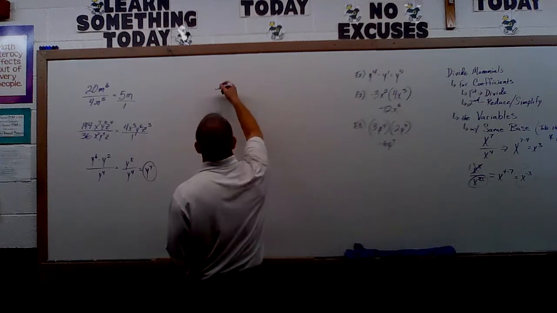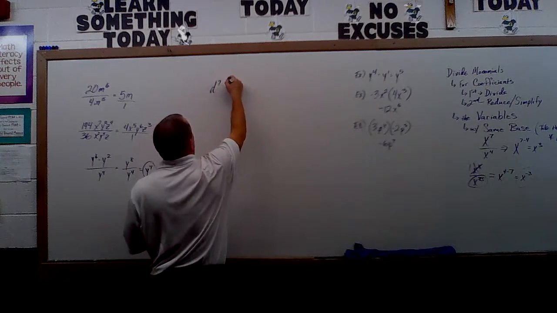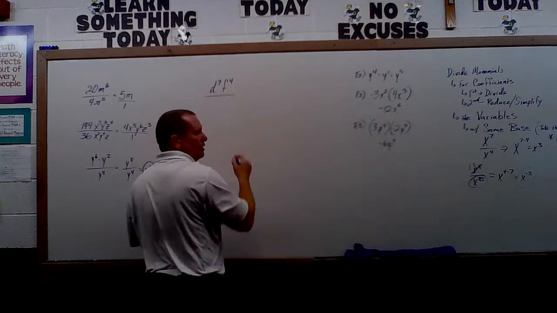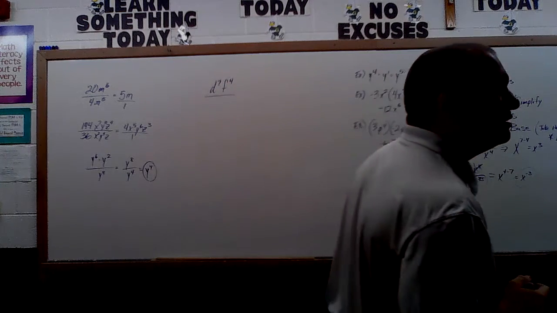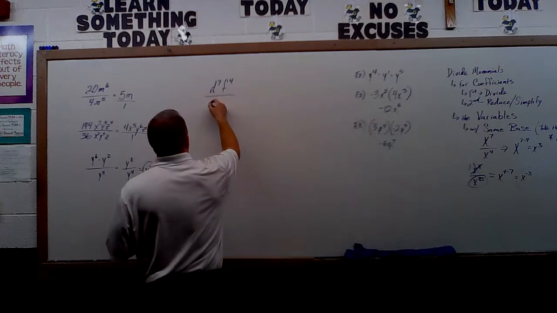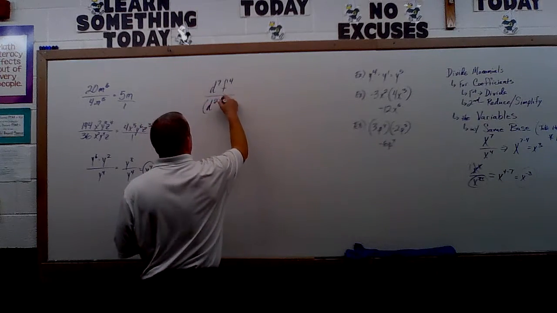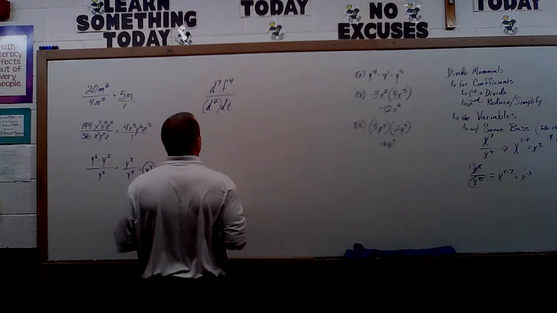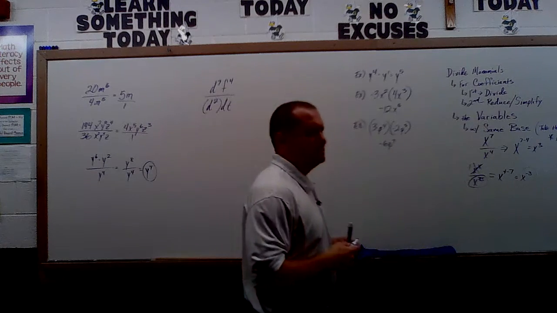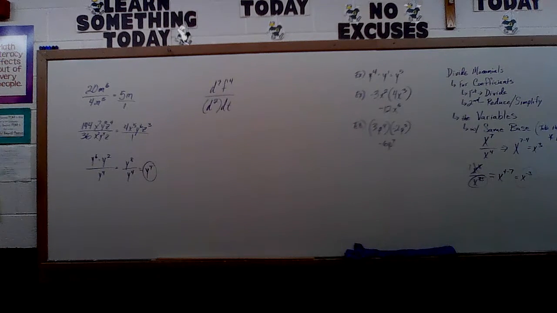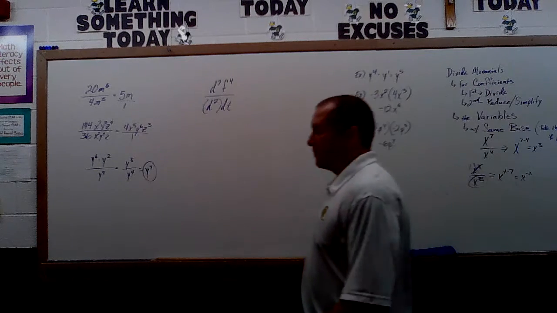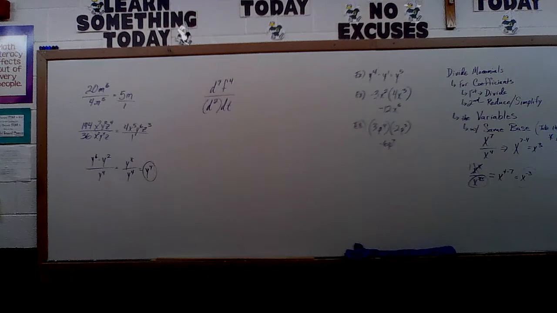D to the 7th, F to the 4th, all over D squared times D T. I really can't see. That's okay. We'll do it that way. So again, simplify, or you can cancel out. It doesn't really matter in this one.